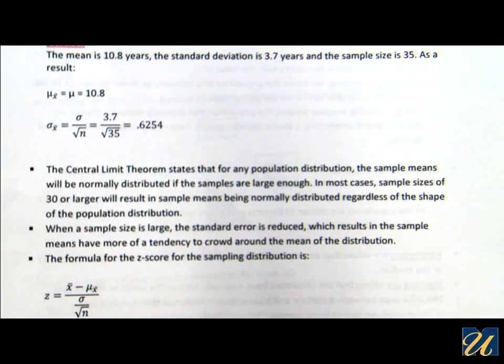the sample means will be normally distributed if the samples are large enough, and by large enough we mean at least 30 and above.